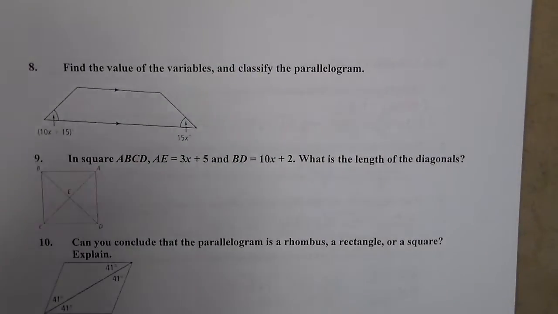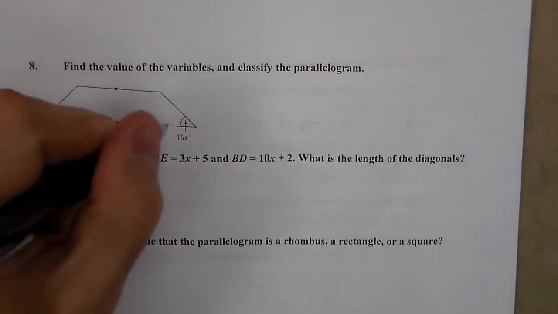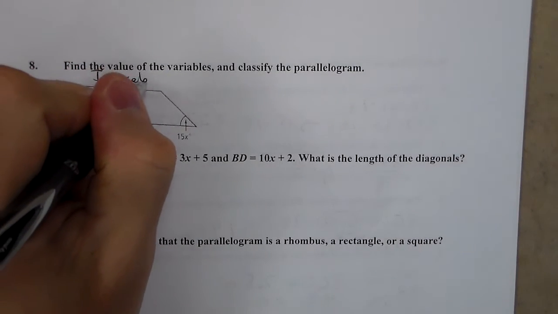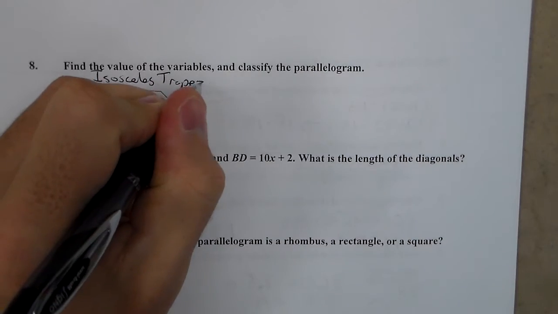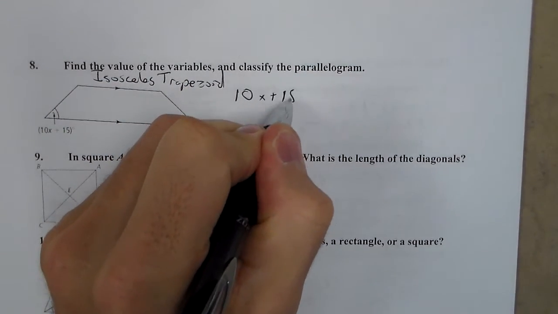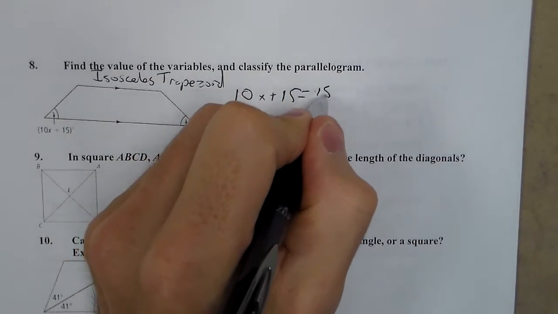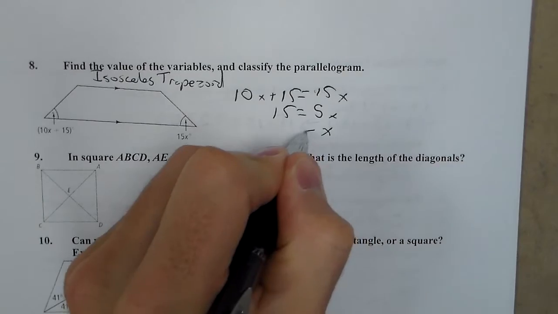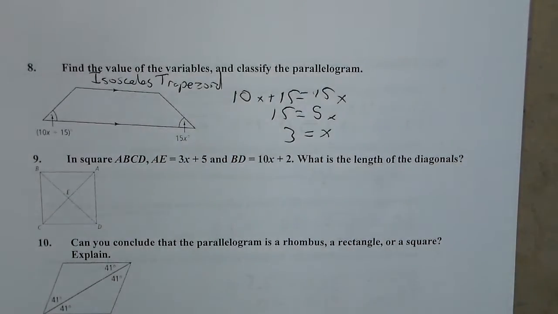For number 8, this is going to be a trapezoid. In fact, an isosceles trapezoid because base angles are congruent. So I'm going to go 10x plus 15 equals 15x. That becomes 15 equals 5x, and x is 3.